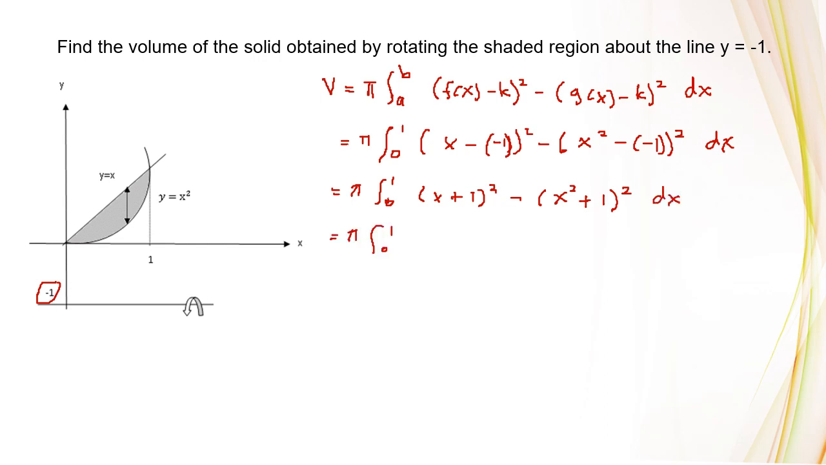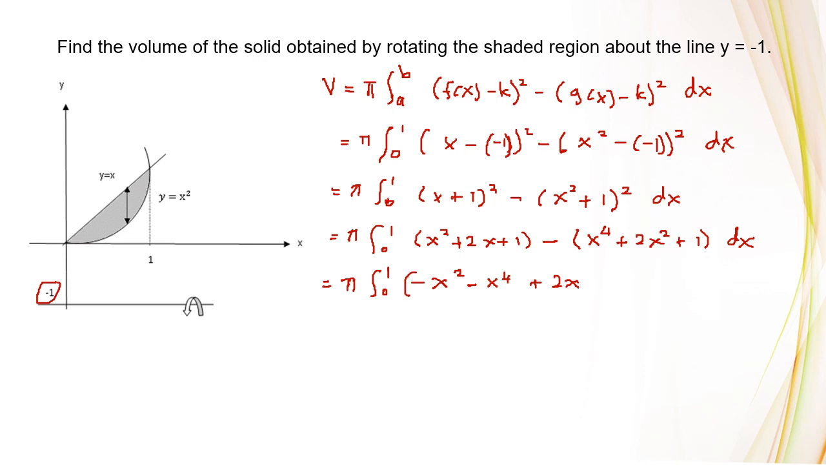Then expand (x plus 1) squared, and we will get x squared plus 2x plus 1, minus the expansion of (x squared plus 1) squared, which is x to the power of 4 plus 2x squared plus 1, dx. Then simplify our function. We will get negative x squared minus x to the power of 4 plus 2x dx.